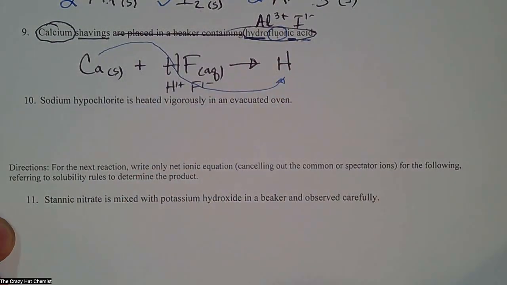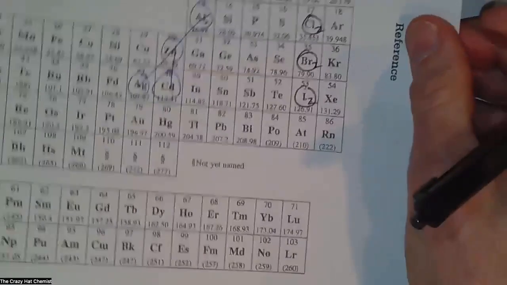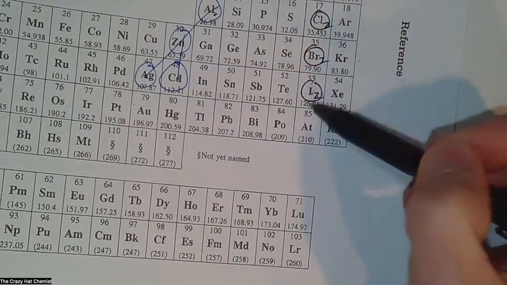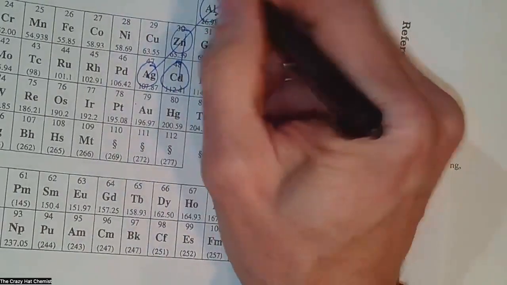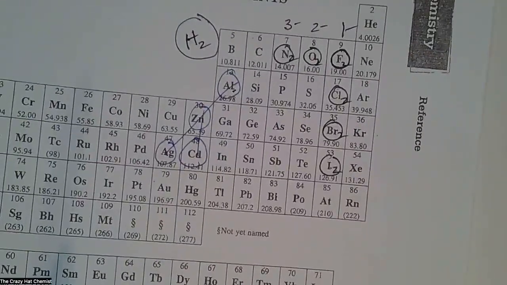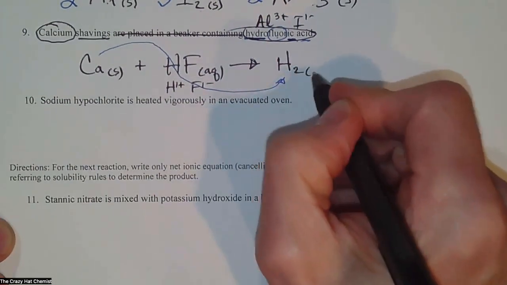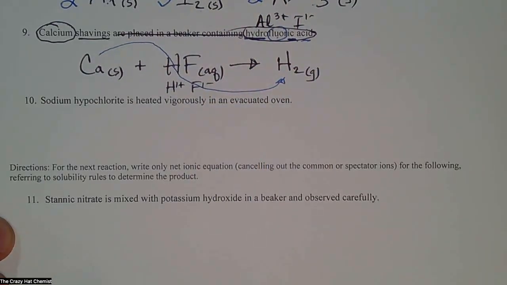And like we discussed earlier with the diatomics, what are the diatomics? Nitrogen, oxygen, fluorine, chlorine, bromine, iodine. That's 7 right there. And oh, yes, hydrogen. There's the hydrogen, right? Okay, so that means that that's diatomic and that's a gas at standard conditions.